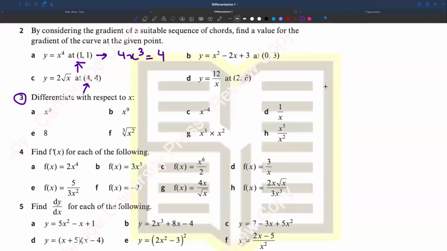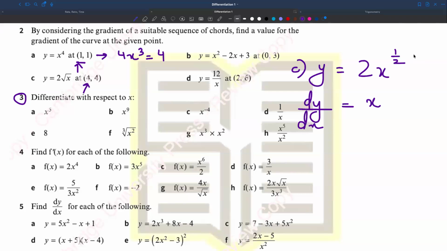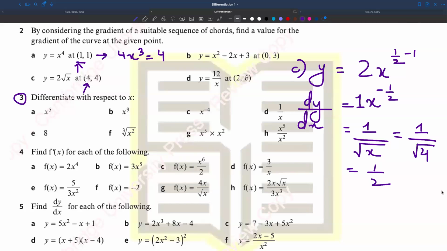Good. So with 2c, it's y equals 2 root x, which means 2x to the power half. So dy by dx would be equal to half into 2 will become 1, right? And then you subtract 1, so this will become minus half. So I can write it as 1 upon root x, right? Sama? Yeah. And then when I put 4 over here, 1 upon root 4 will be what? 1 upon 2. Yeah. Right?